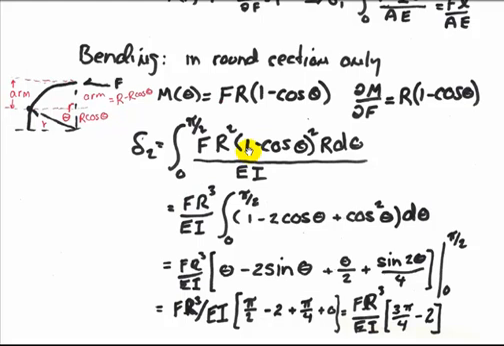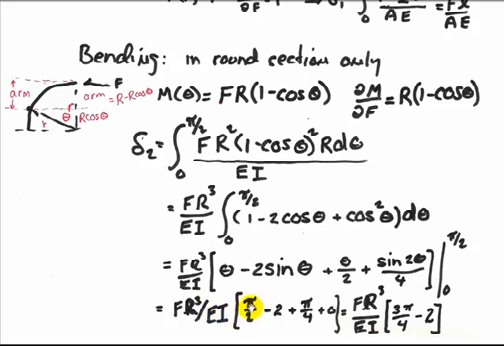We're left with a (1 minus cosine theta) squared, and that can be expanded using FOIL into this term, and then we can integrate the 1, get a theta. Integrate the minus 2 cosine of theta, get a minus 2 sine of theta. And the integral of a cosine squared theta is theta over 2 plus sine of 2 theta over 4. We saw that in a previous problem. And we have to evaluate each of these terms at the limits as theta goes from 0 to pi over 2. And so that will give me the FR cubed over EI term.